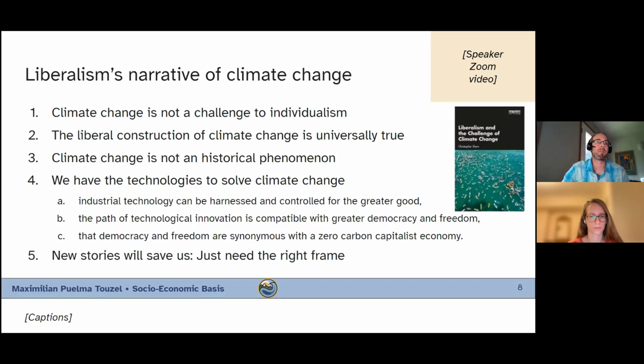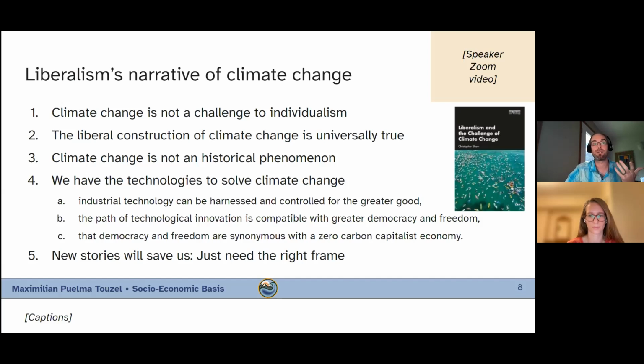Another assumption is that we actually have the technologies to solve climate change. I added these subpoints here because I wanted to make clear that the criticism is not that we don't have the technologies, but that there's a whole bunch of other things needed to implement them beyond just having the technology, right? For instance, the assumption that industrial technology can actually be harnessed and controlled for the greater good. Maybe in some cases it was, if you think of World War II and things like that, things did happen, but it's pretty hard.